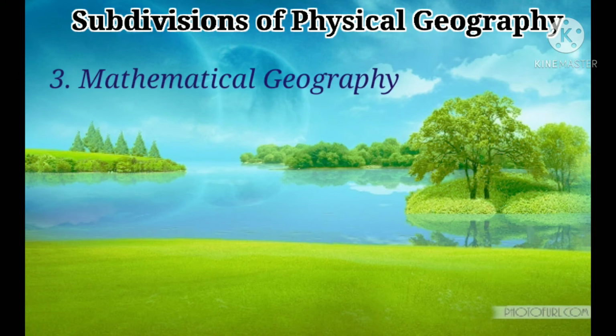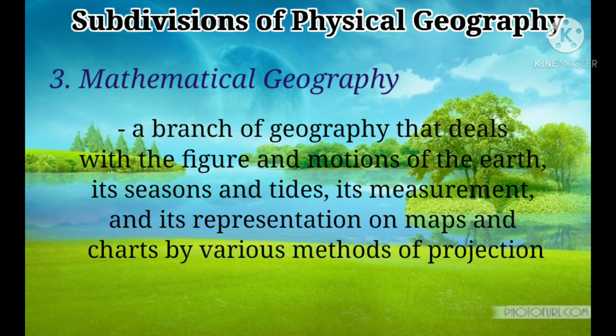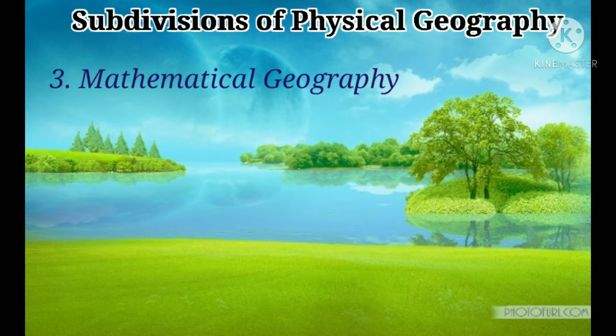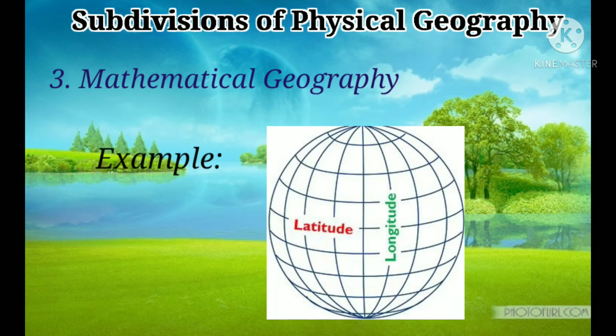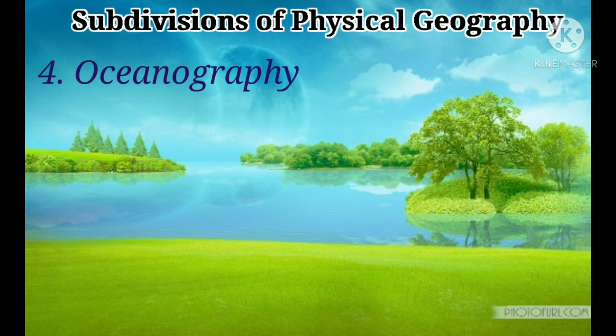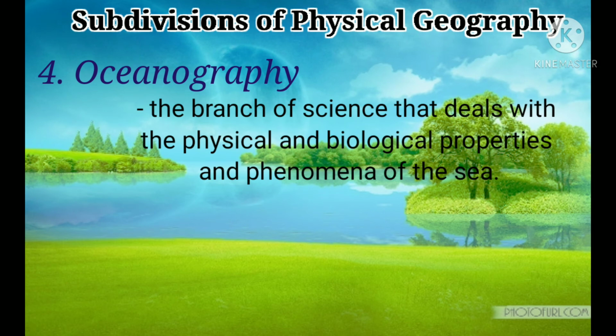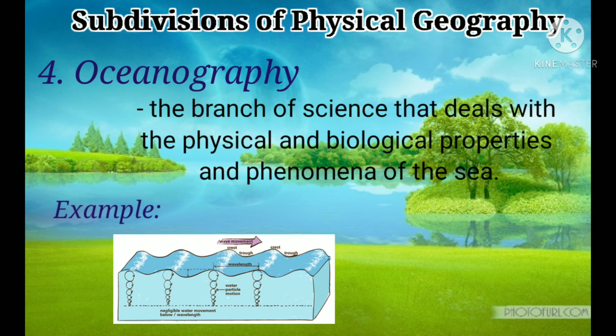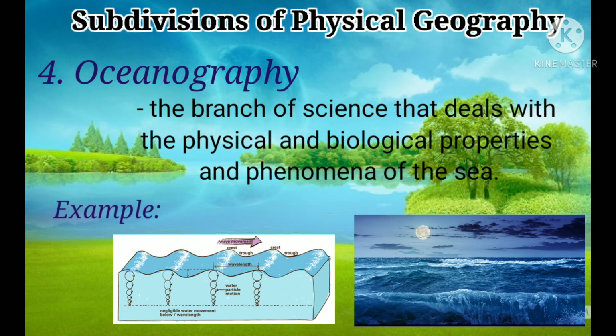Number 3 is mathematical geography. It is a branch of geography that deals with the figure and motions of the Earth, its seasons and tides, its measurements, and its representation on maps and charts by various methods of projection. For example, latitude and longitude of the Earth. Number 4 is oceanography. Oceanography is a branch of science that deals with the physical and biological properties and phenomena of the sea. For example, current, wave activity, and tides.